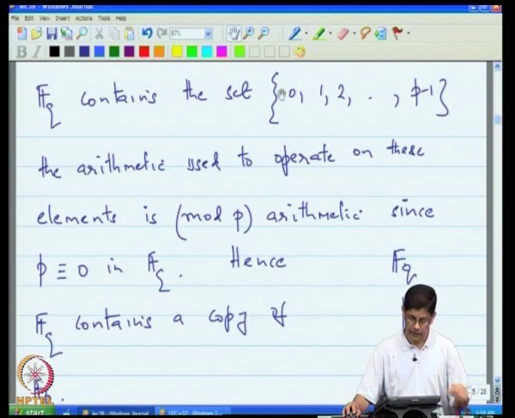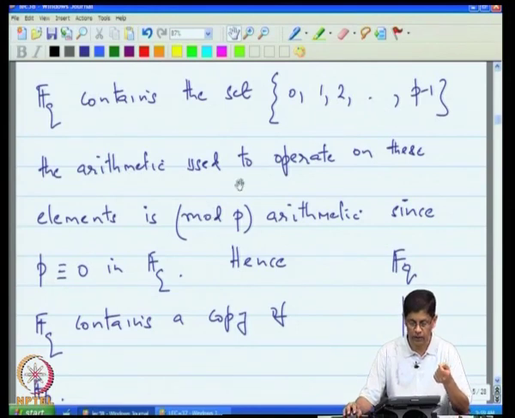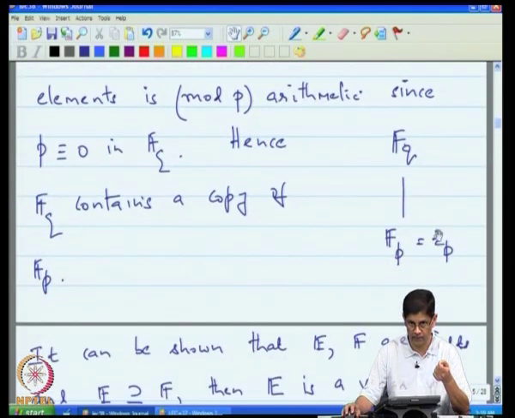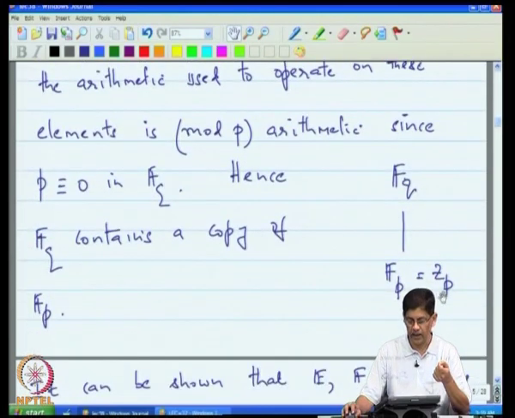Now, the arithmetic that you use to operate on these elements is mod p arithmetic, because for example, if you add 1 to p minus 1 you will get 0, because we know that p is 0 in the finite field. So, that means that when you work with these elements under the two operations addition and multiplication, what you will be doing is virtually mimicking the operations that you would carry out in a finite field of p elements, that is Z_p. So, Z_p is something that you are familiar with. So, this subset of the finite field really behaves like Z_p.